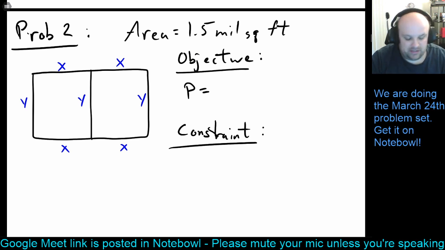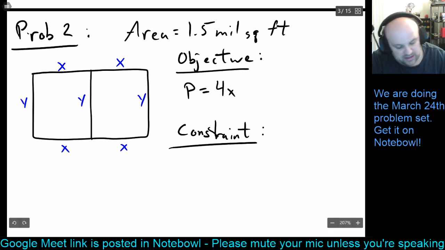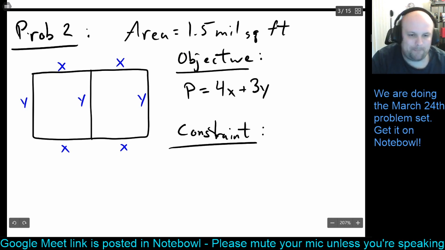So here, when I look at this shape, I have 4 x's and 1, 2, 3 y's. Right?